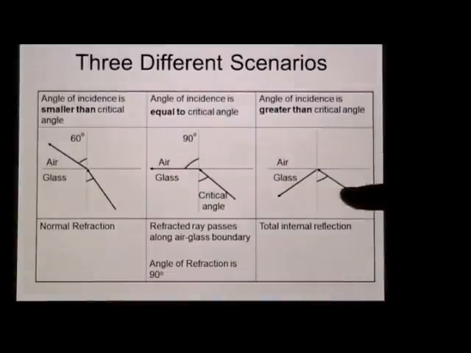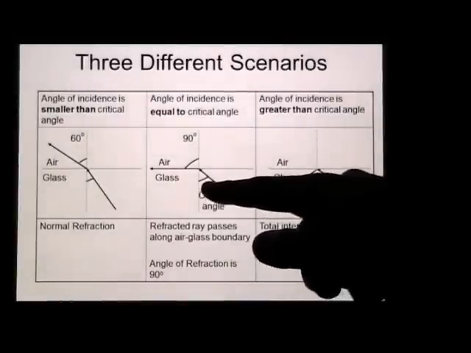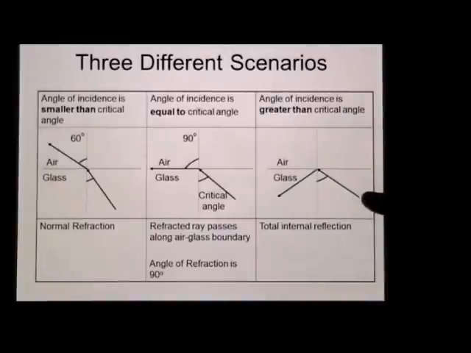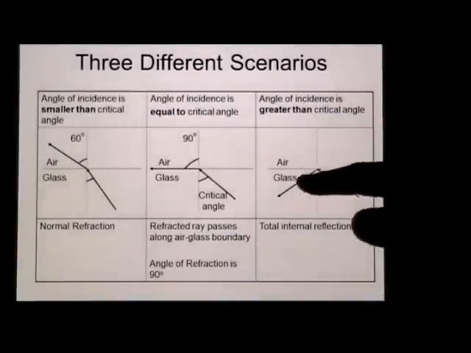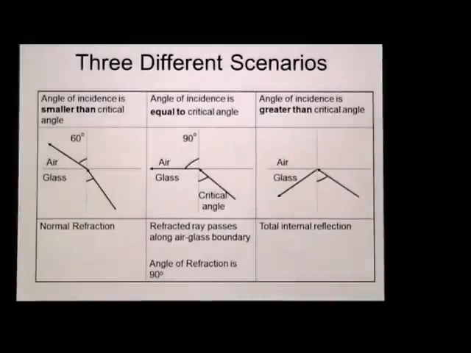And if you were to increase the angle of incidence even further, this is what will happen. Total internal reflection will occur. So these are the 3 scenarios that are possible when a light ray is moving from an optically denser to a less dense medium.